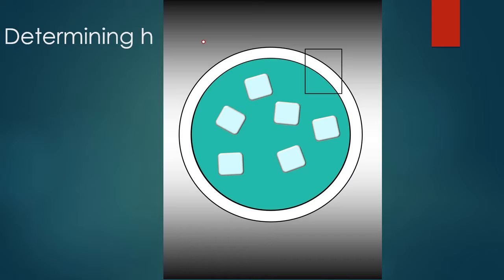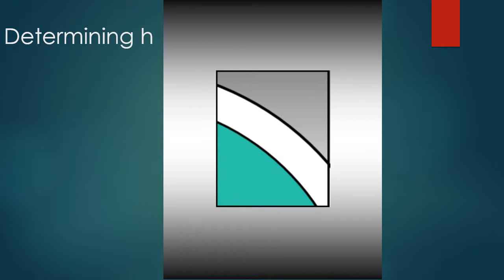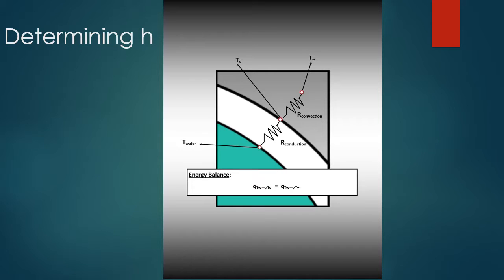Zooming in on the wall of the pipe, we can use the resistance method from the inner surface of the pipe to the outer surface of the pipe, and from the outer surface of the pipe to the surrounding air, where each node represents the temperature at that given point. We stated that the energy transfer rate from the inside surface to the outer surface of the pipe is the same as the energy transfer rate from the inside surface to the air.